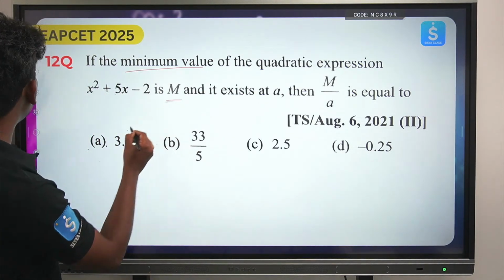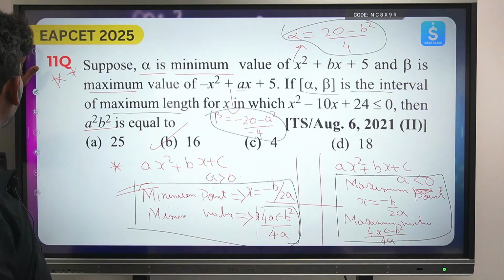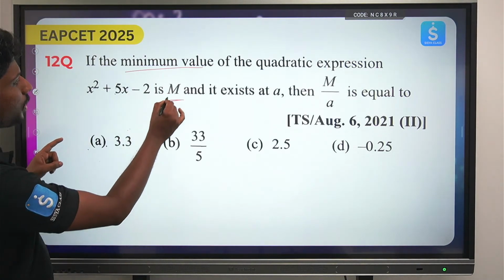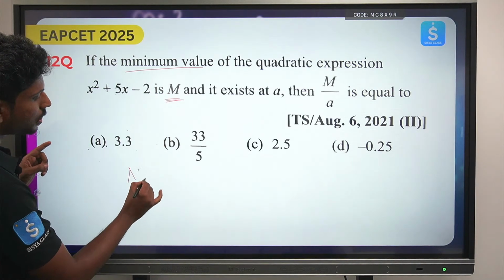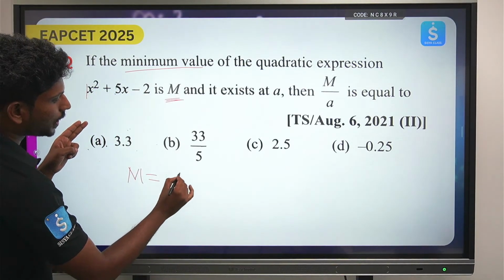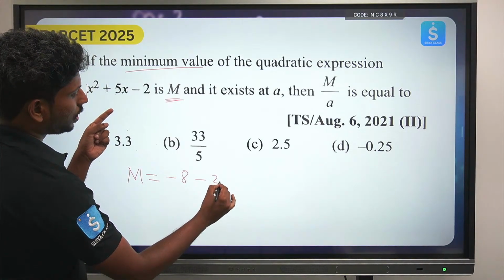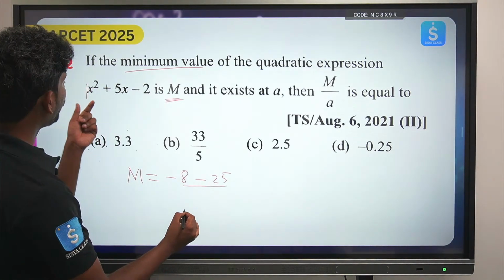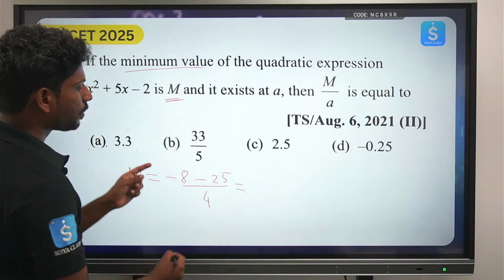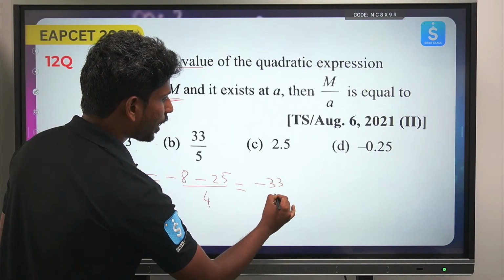What is the minimum value? How can we find the minimum value? We have already discussed, that is (4ac minus b square) by 4a. So here, what will be the minimum value? M is equal to 4ac minus b square by 4a: 4 into 1 into minus 2 is minus 8, and b square is 25, so minus 8 minus 25 by 4a, that is 4. So this will become minus 33 by 4.